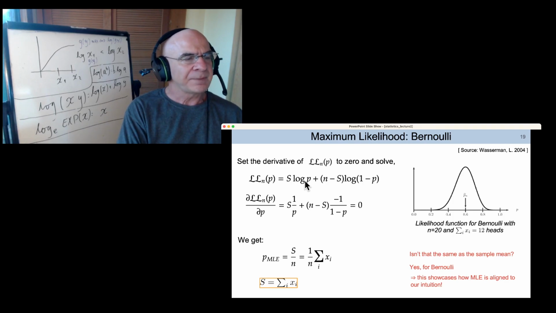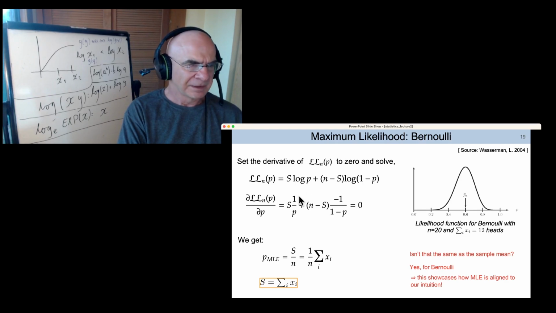s times the derivative of log p. d/dp of log p is 1 over p. Just to refresh your calculus memory, that's the stuff that you need to know: for log of x, the derivative of it is 1 over x.